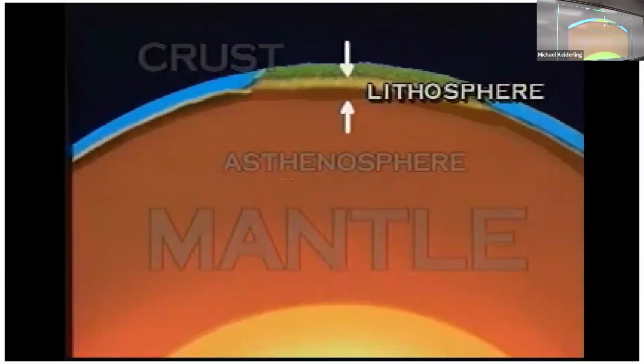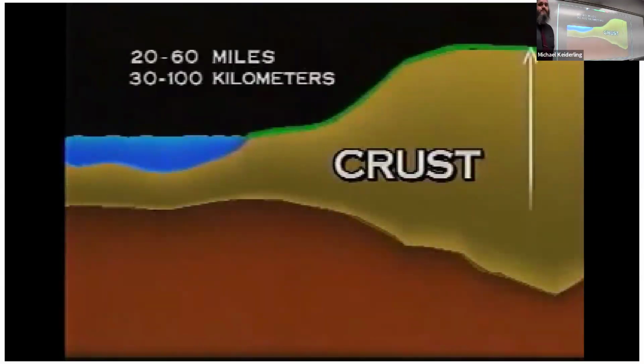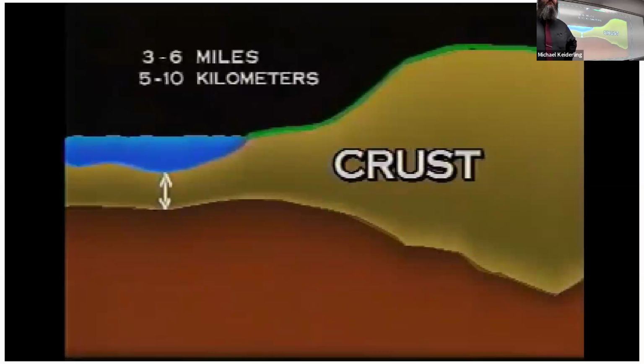As we take a closer look at our diagram, we see that on dry land, the crust is a mere 20 to 60 miles, or 30 to 100 kilometers, thick. The rock that is similar to the common rock, granite, makes up most of this section of the crust. And under the ocean, the crust is a much thinner layer of rocky material similar to basalt. This section of the crust is approximately 3 to 6 miles, or 5 to 10 kilometers thick.